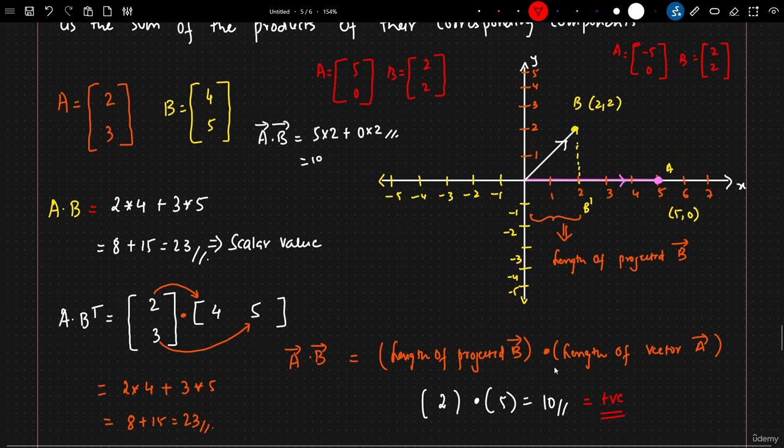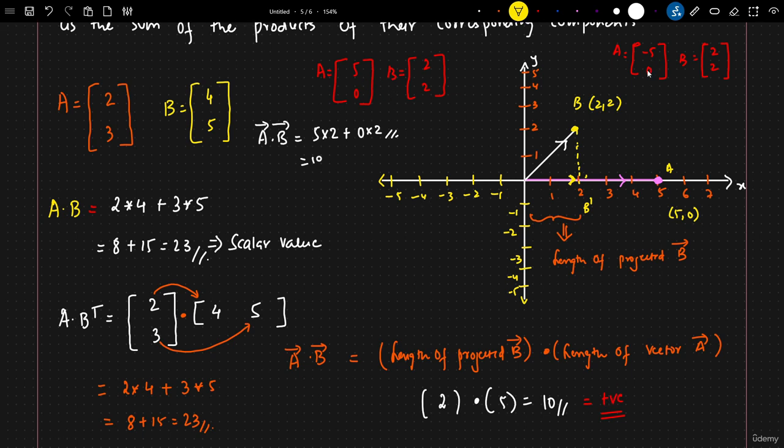Imagine this scenario. Once I did the projection, you could see that this vector is also pointing in this direction, right? Once we project this particular vector onto this particular vector, the direction is the same, right? When the direction is the same, the value is going to be positive.